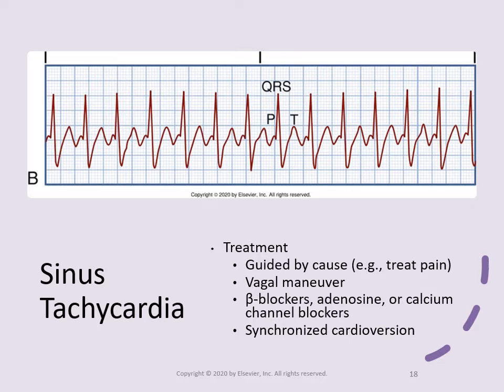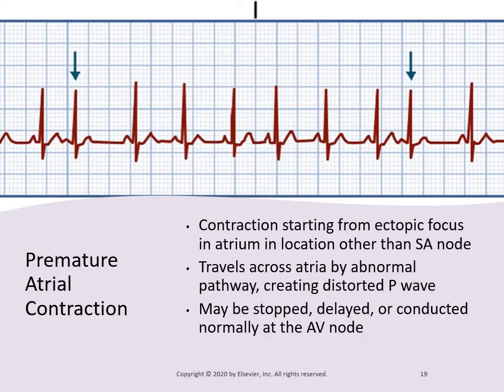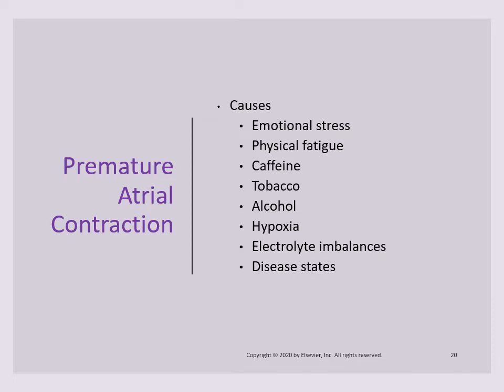Premature atrial contractions is a PQRST complex that comes a little earlier than when it would have been expected in a regular rhythm. This is shown by the arrows on the rhythm strip, and you can see that these PQRST complexes appear just a little earlier than they should.